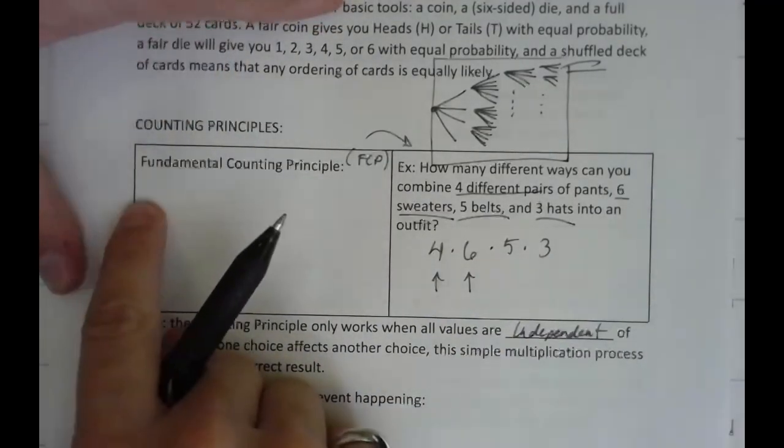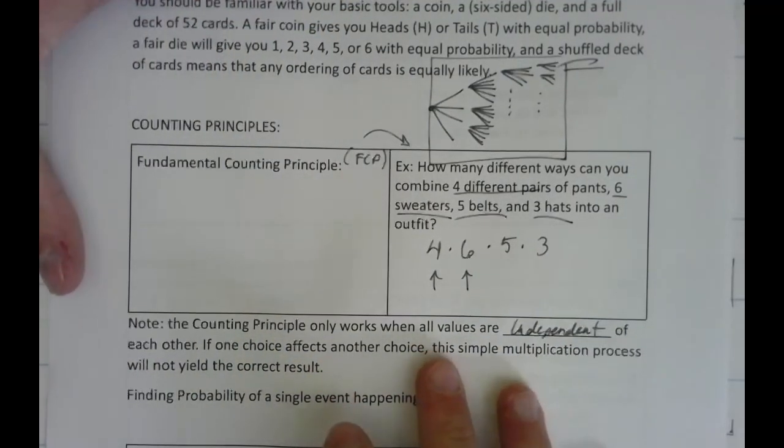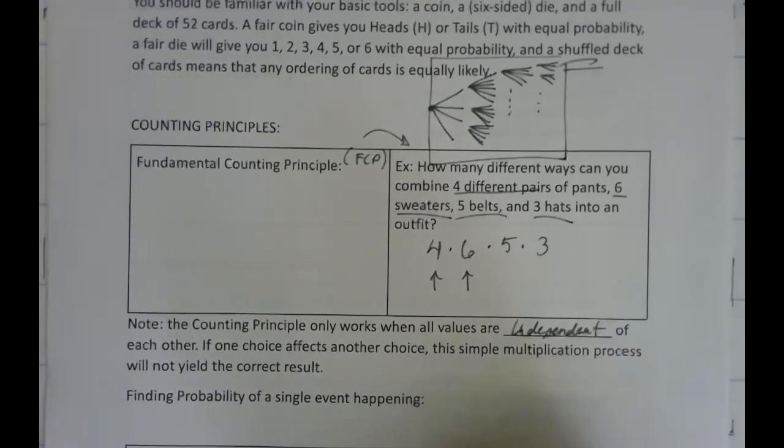You can multiply, essentially, to get the result. You can multiply by the number of choices.